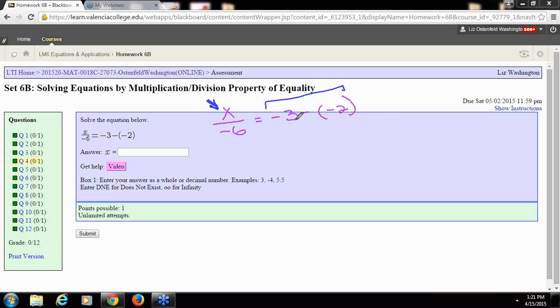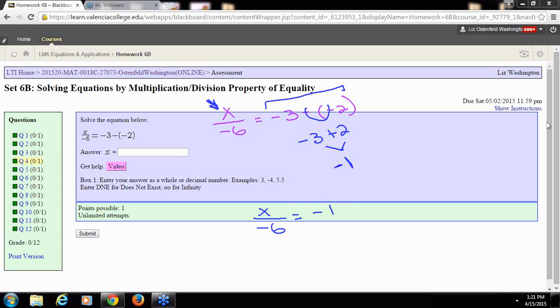I can see that I have -3 minus a -2. Already I know that this minus makes this minus a positive. So really it's -3 plus 2. I also know that -3 plus 2 is really just -1. So I'm going to bring the rest of the equation down. I'm actually going to rewrite it down here. X divided by -6 is equal to -1.